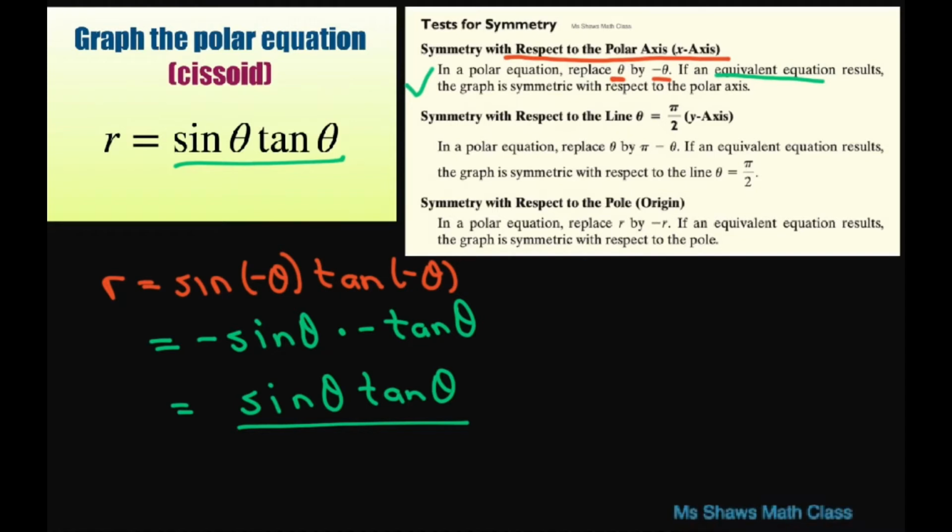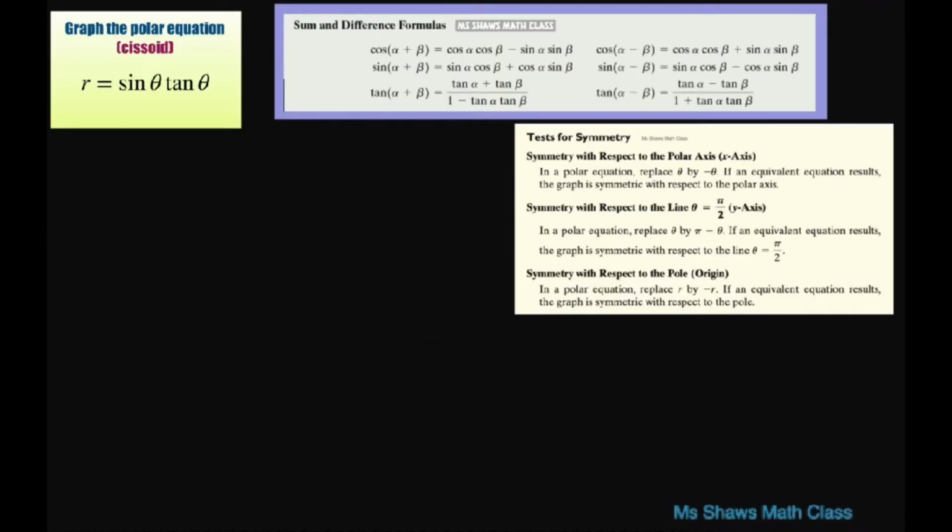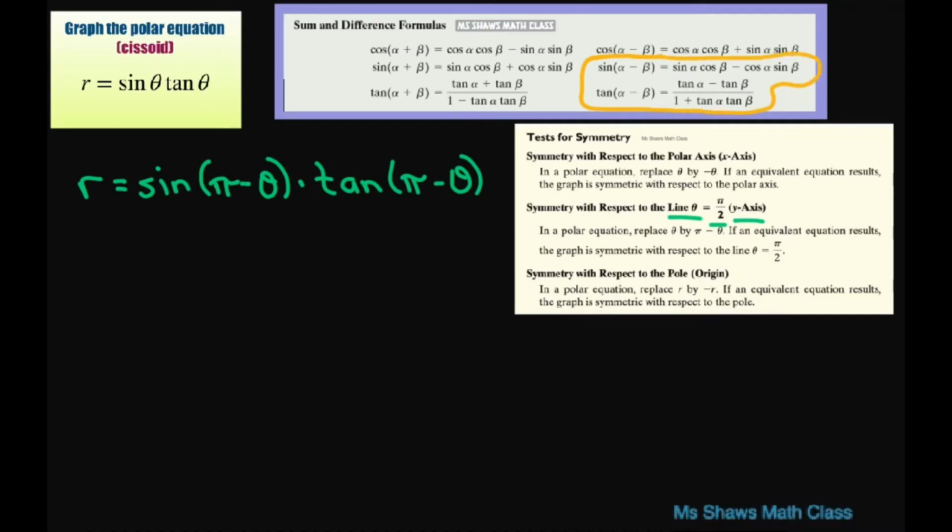Okay, let's also test symmetry with respect to the line theta equals pi divided by 2. That requires us to replace theta with pi minus theta. So this is going to be sine of pi minus theta times tan of pi minus theta. I'm going to use these two difference formulas to expand and evaluate.